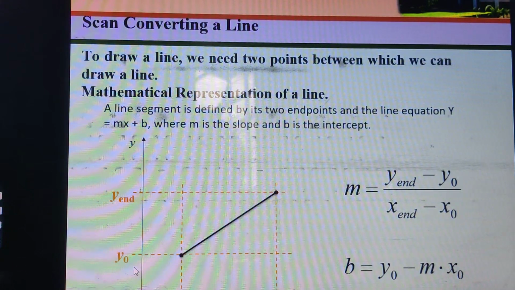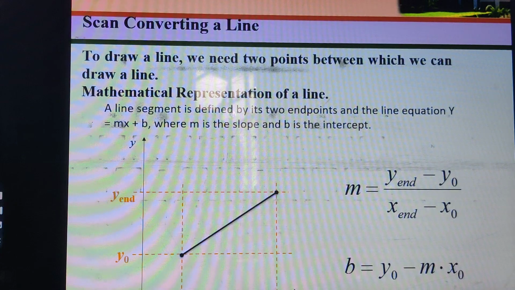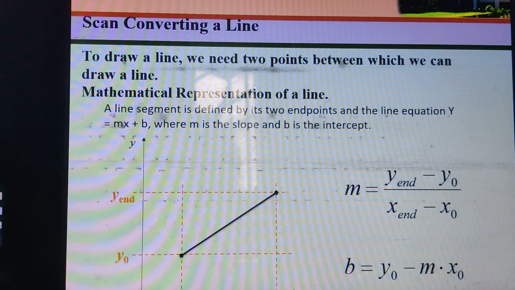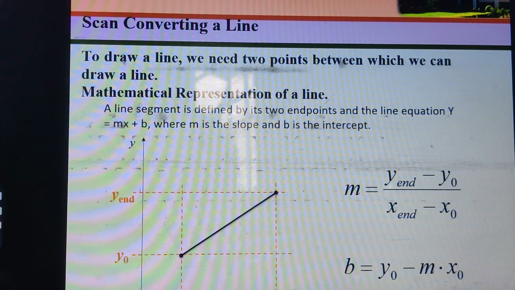Today in this lecture we are going to study scan converting a line. To draw a line segment in computer graphics, we require two points: a starting point with respect to the x-axis and y-axis, that is x1 and y1, and the end point of the line segment, that is x2 and y2.